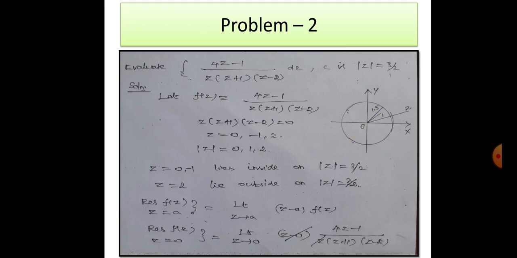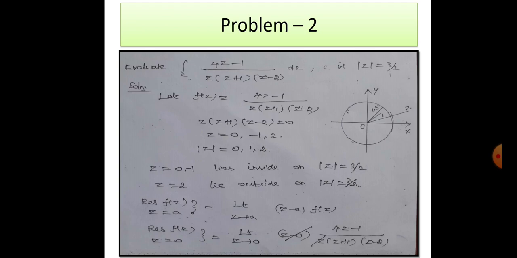As per the procedure, step number 1 is the coefficient of integral over c dz, which is our f of z. Step number 2 is the denominator part should be 0. Step number 3 is to get the poles. So z is equal to 0, minus 1, 2. Taking modulus, we get 0, 1, 2.